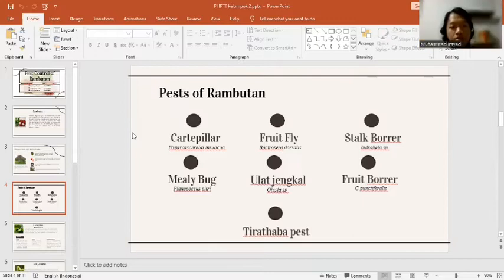Next is pests of rambutan. Number 1 is caterpillar, and then fruit fly or Bactrocera dorsalis, and then stalk borer or Indarbela sp., and then mealybug or Planococcus citri, and then ulat jengkal or Plusia sp., and then fruit borer or C. punctiferalis, and then Tirathaba pest.